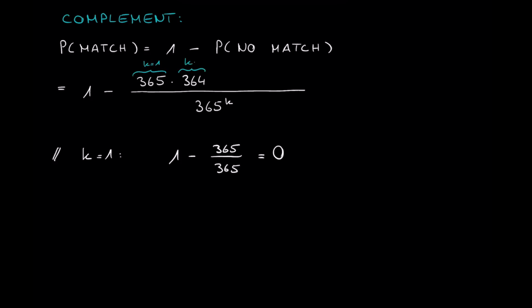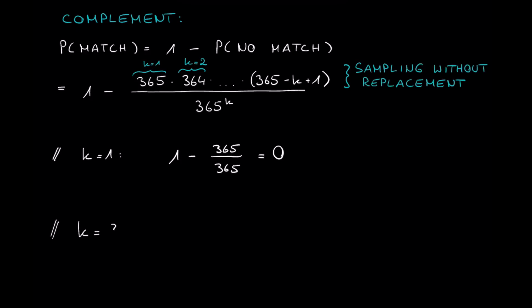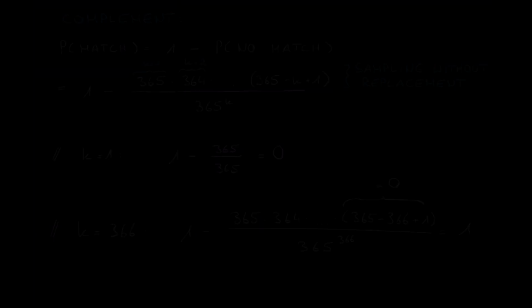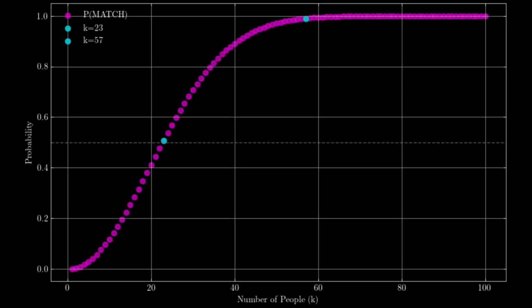Then you ask the second person. You only get no match if their birthday falls on another day, so you only have 365 minus 1 possibilities left. This goes on until you reach 366 people. At that point, the probability for no match is 0. One can visualize this probability over k. Interestingly, after 23 people in a room, the probability for a match is already at 50%. After 57 people, it already reaches 99%.